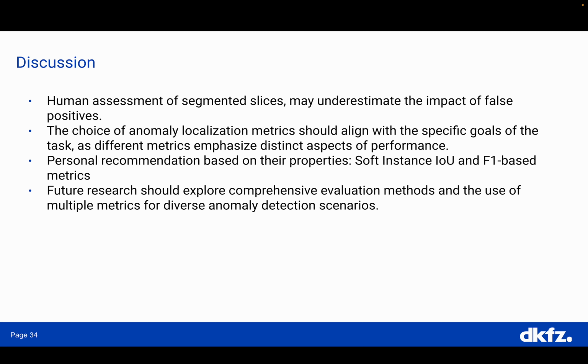Furthermore, the choice of anomaly localization metric should align with your task and goal in mind. So for example, if you want to focus on false positives, you should use different metrics compared to if you want to optimize for false negatives. And one personal recommendation we found is that Soft Instance IoU and F1-based metrics mostly perform well in most tasks. However, further research should explore the evaluation and use of multiple metrics in different anomaly detection settings.